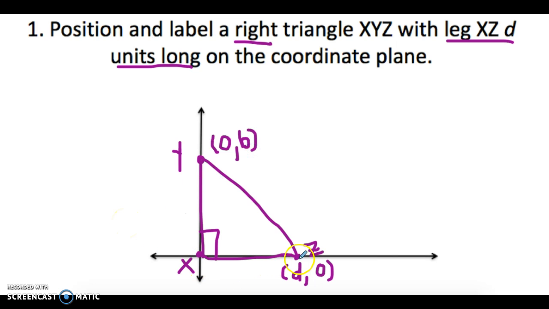So XZ is D units long, and then XY, we assigned it to be b units long. Again, that wasn't a stipulation. You could have used any coordinate you want. And remember, X is at 0, 0. So that's all you have to do.